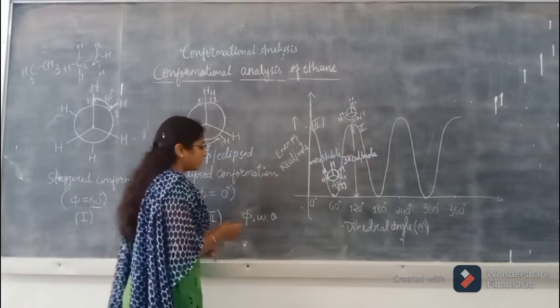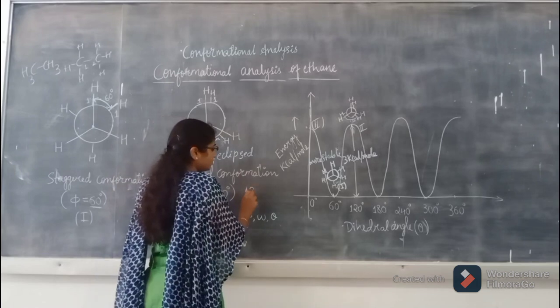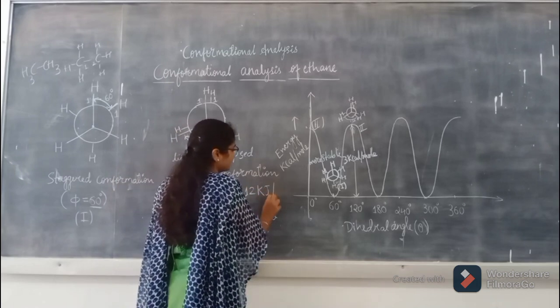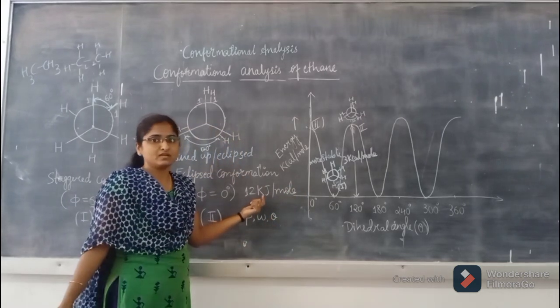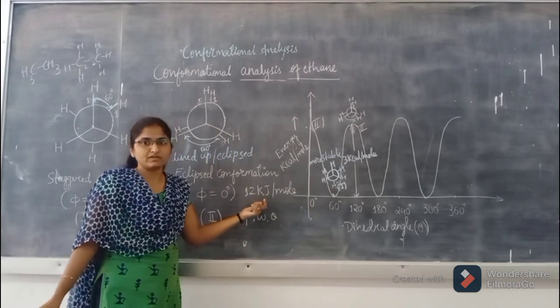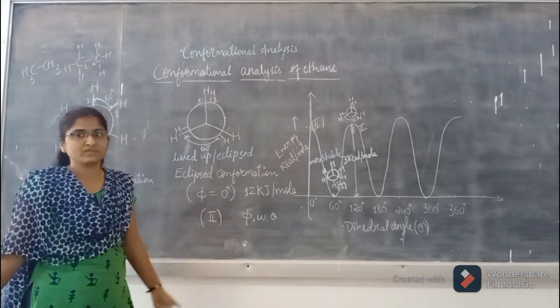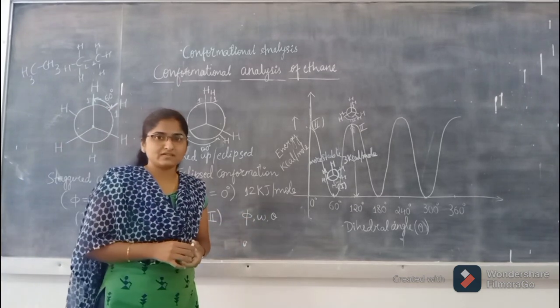If you write it in joules, the energy difference will be 12 kilojoules per mole. So this is the conformational analysis of ethane.